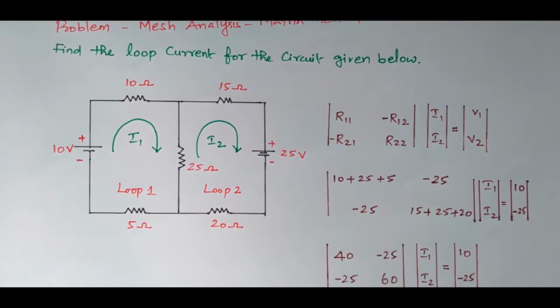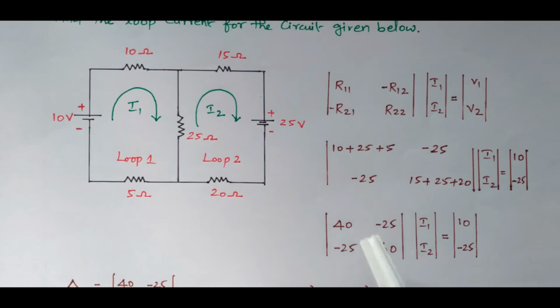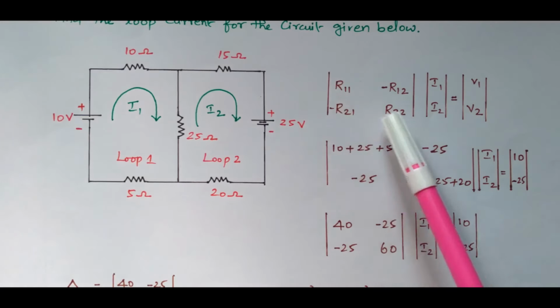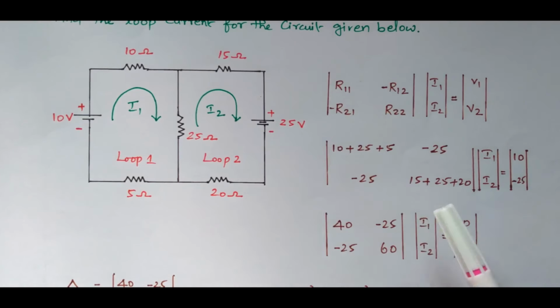Now we can simplify this matrix. 10 plus 25 plus 5, that is 10 plus 25 is 35, plus 5 is 40. Then minus 25. In the matrix, the diagonal entries are positive and all the others are negative. That is also available in the separate mesh analysis explanation video. Then 15 plus 25 is 40, plus 20 is 60. I1, I2, and the voltages 10 and minus 25.